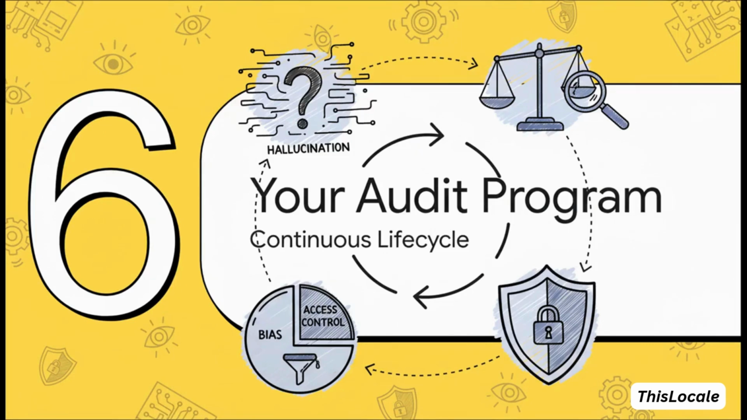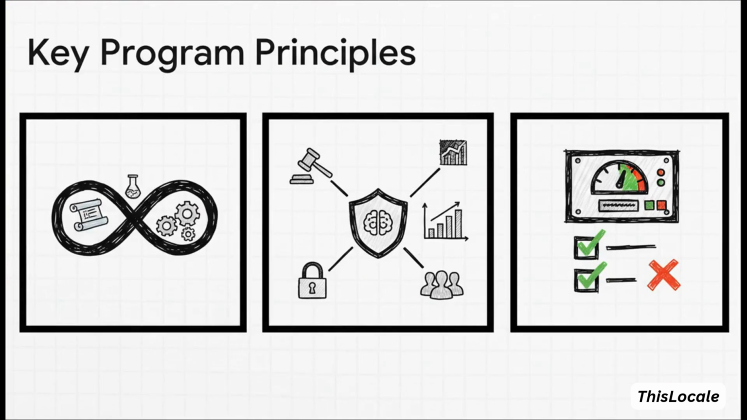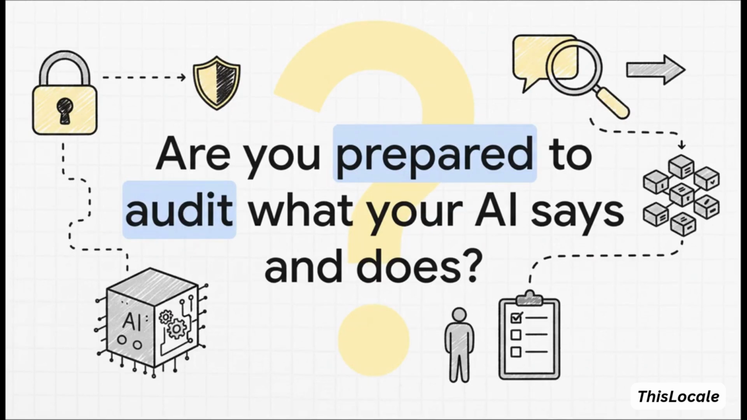Okay, we've covered the 4 pillars: hallucination, accuracy, bias, and access control. But how do you combine all of them into a single, effective program that actually works? Well, it really boils down to 3 key things. First, your program has to be continuous. This isn't a one-time check. It's a process that's woven into the entire AI lifecycle. Second, it has to be collaborative with real ownership from everybody, legal, business units, you name it. And third, it has to be measured with clear metrics and concrete plans for what to do when a check fails.